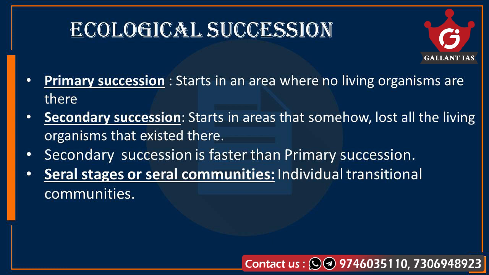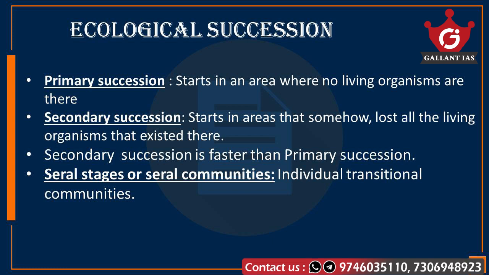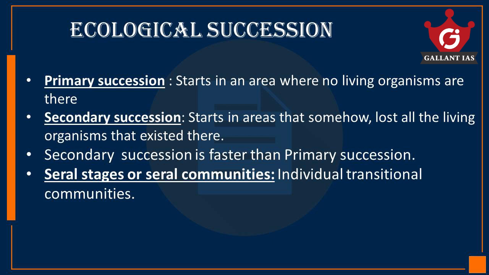Here we should have the idea about what a seral stage is. The individual transitional communities are termed seral stages or seral communities. So human or such disturbance in primary or secondary succession converts a particular seral stage of succession to an earlier stage. Also, such disturbance creates new conditions that encourage some species and discourage or eliminate other species. These are the very basic ideas related with ecological succession.